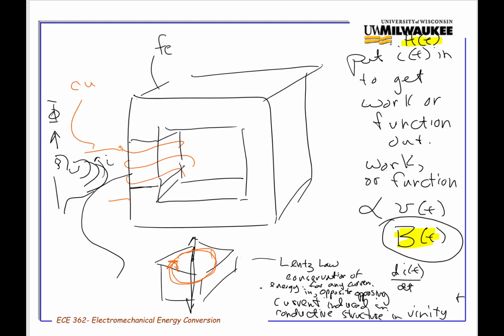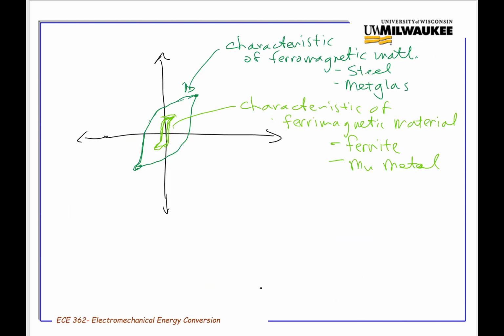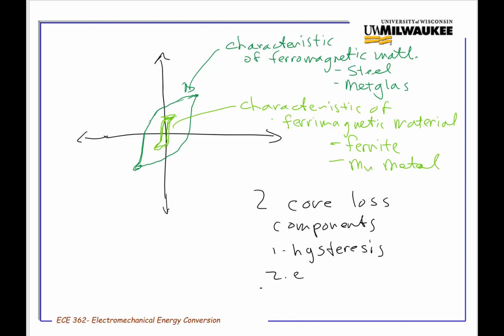in the iron itself. Has anybody heard of this before and know what that current might be called? The current that flows in the iron? Those are eddy currents, aren't they? Yep, that's right. That's eddy current. So here's another loss component that we have to be concerned about. So we really have two core loss components. One, we have hysteresis loss, and two, we have eddy current loss.